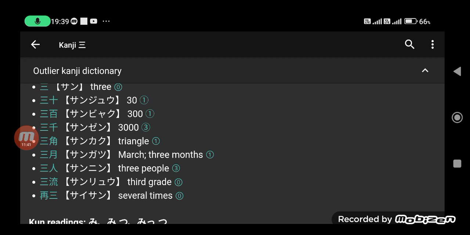So the basic counting is ichi ni san shi go roku nana hachi kyu ju, or 1 to 10. But there's an ordinal way of counting 1 to 10 other than that. In the ordinal way of counting, it's now hitotsu, futatsu, mitsu, yotsu, itsutsu, mutsu, nanatsu, yatsu, kokonotsu, to.